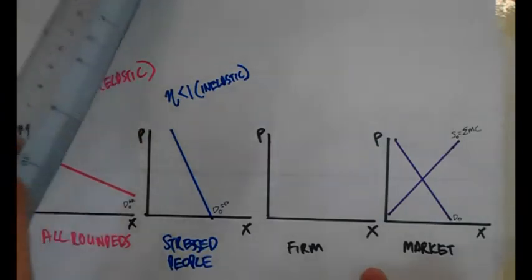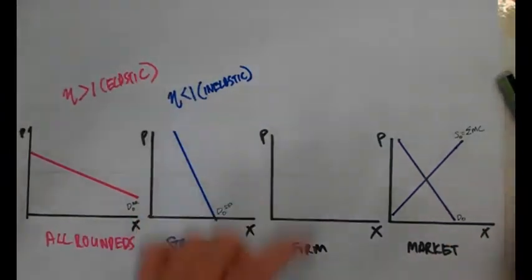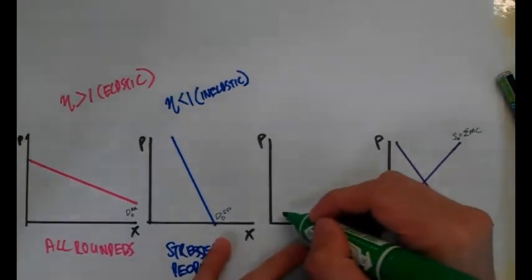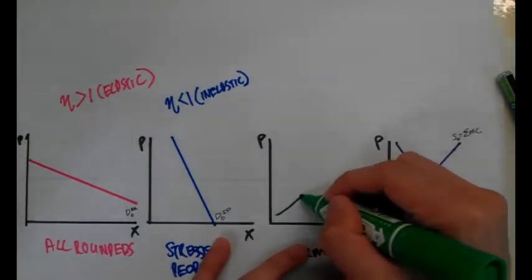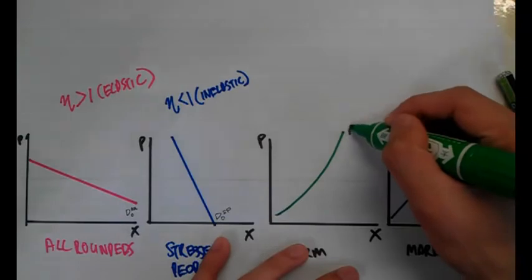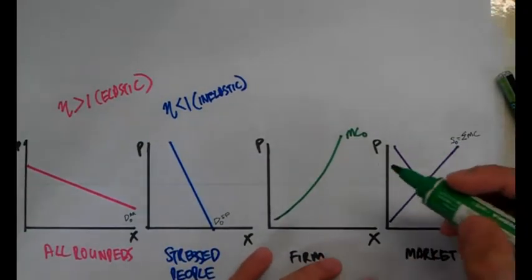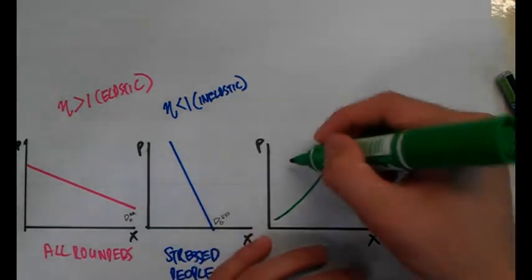Now I'm just gonna add in my firm's cost curves. Let's use green for that, shall we? So here's my MC. It's going upwards, MC naught. Yeah, should have used a black pen, but never mind. And my AC curves, same.